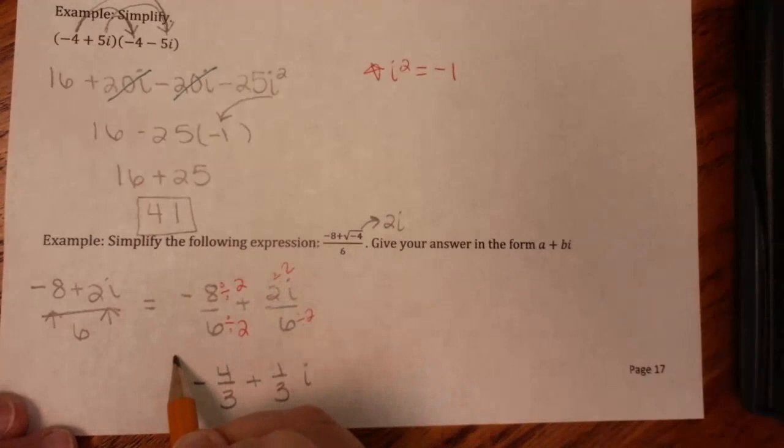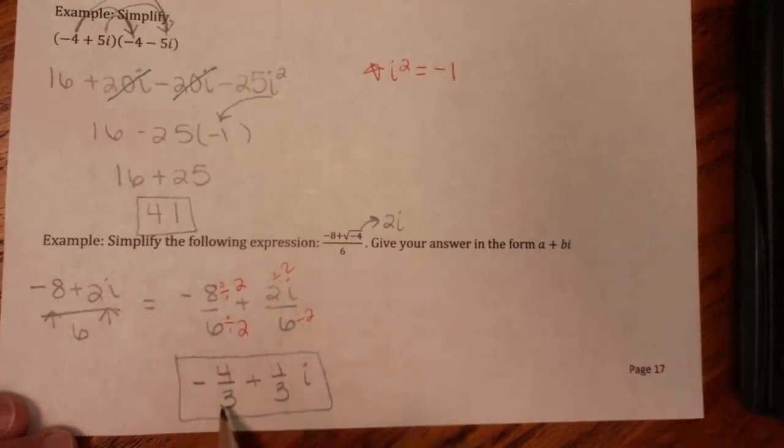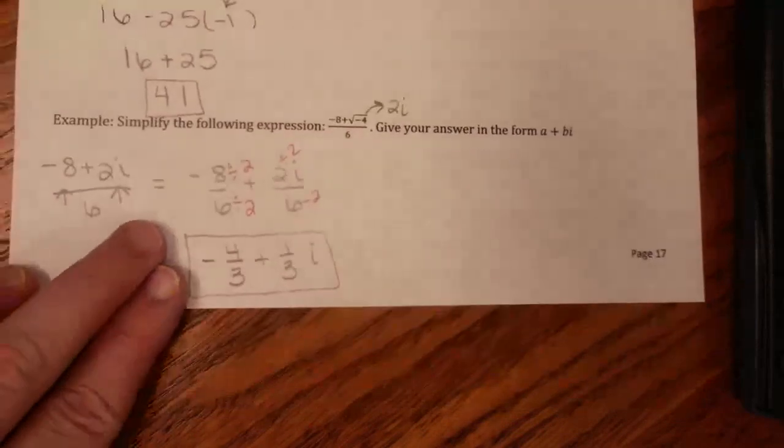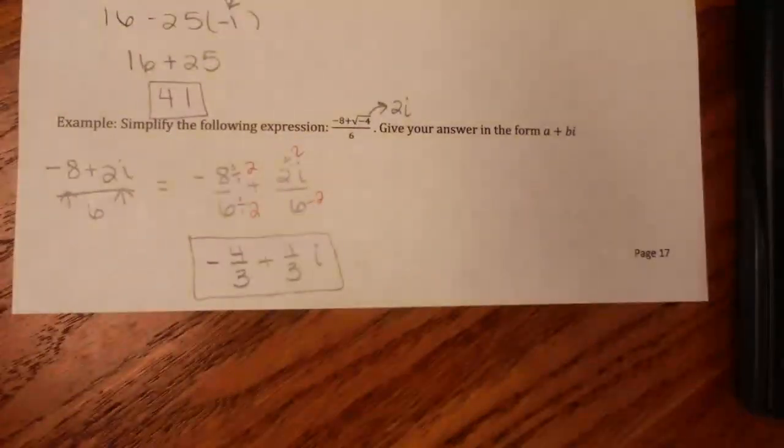And then writing that i out, so that way it's in the form a plus bi and the i is separate. So our final answer is negative 4/3 plus 1/3 i.